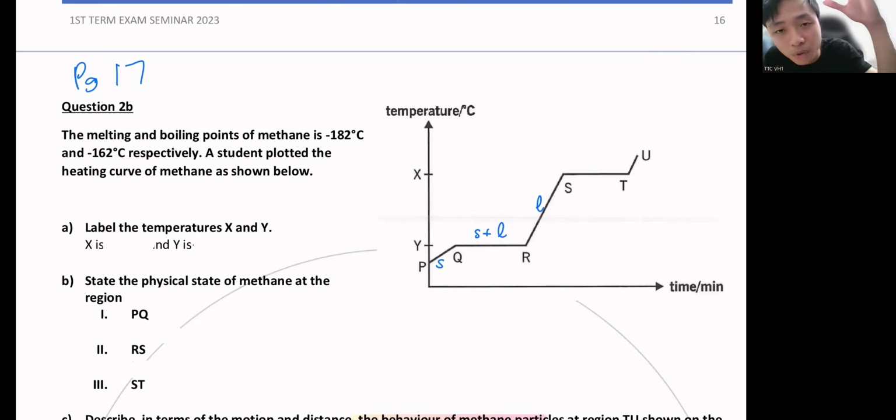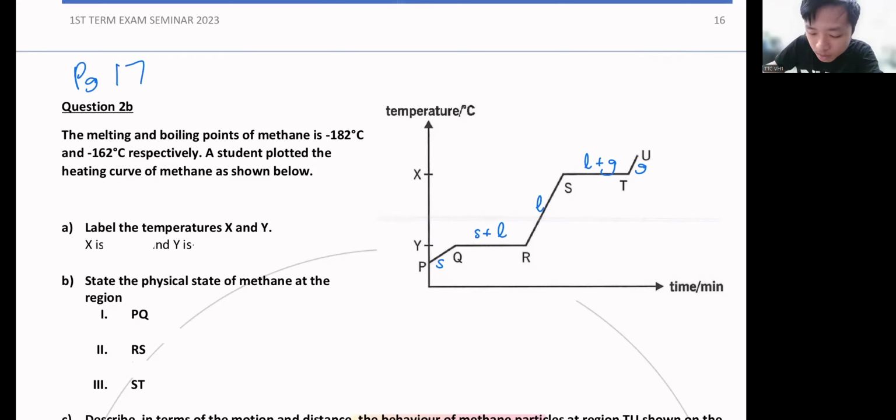Means solid is on the way, remember? On the way changing to liquid. And R, S and T, S and T also the same. The liquid on the way changes to gas. Then the T to U is gas. Okay. Then what is the physical state? I mean, what is the temperature?